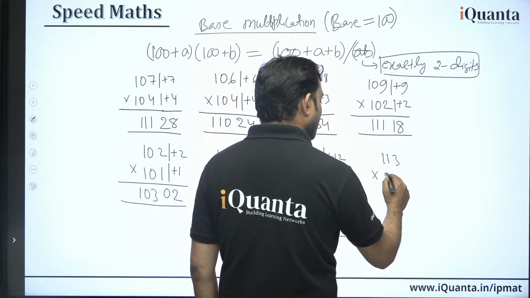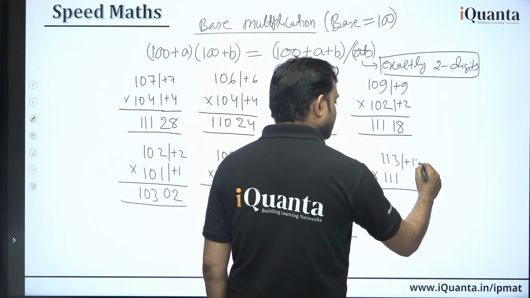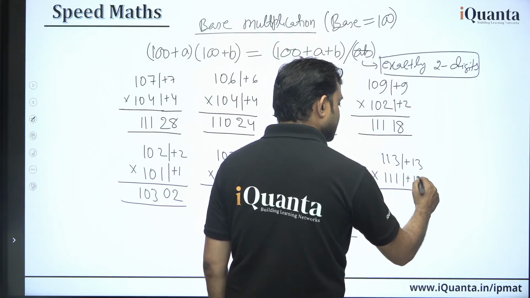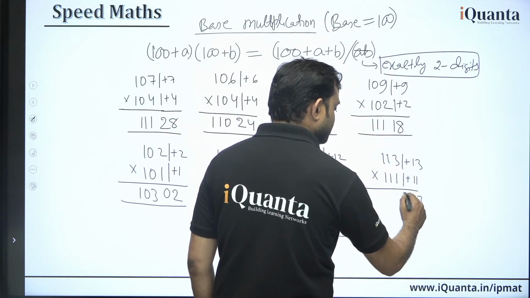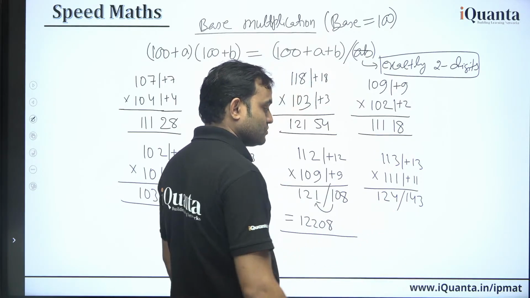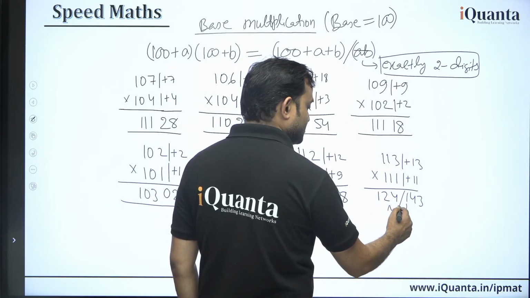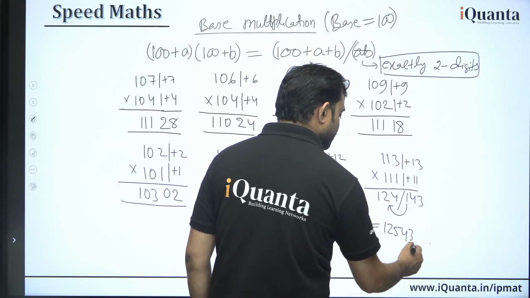113 into 111. The surplus here is 13. The surplus here is 11. 13 into 11 is 143. 13 plus 11 is 24. So this will become 124. Now bring this third digit on the left side. This will become 12543.